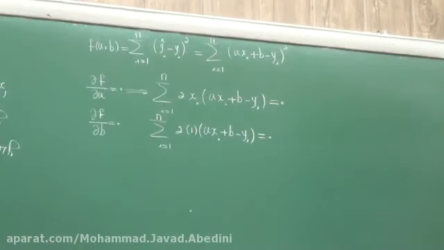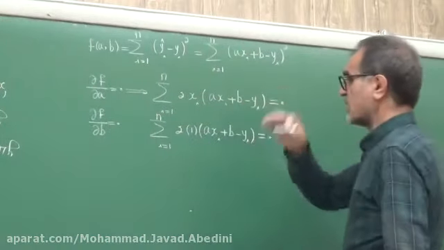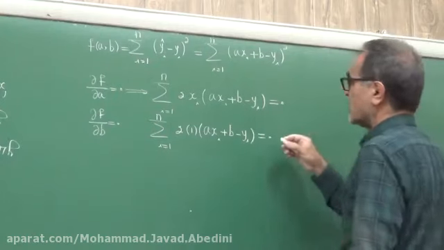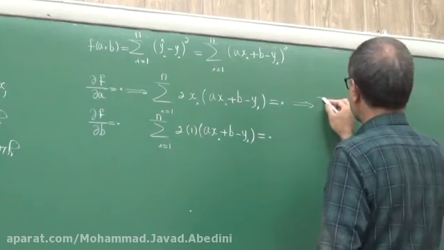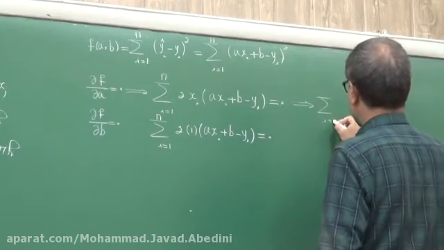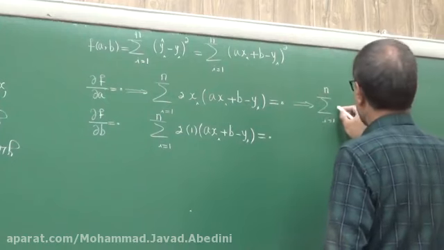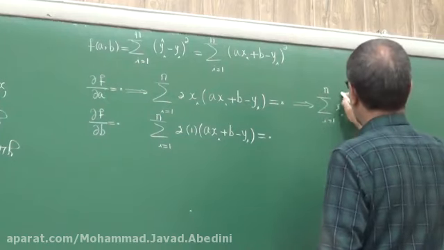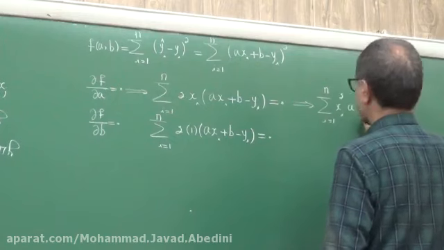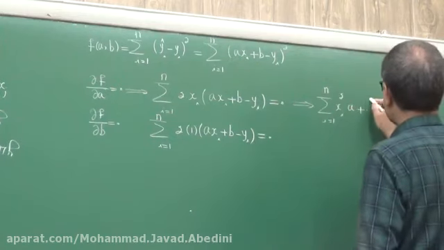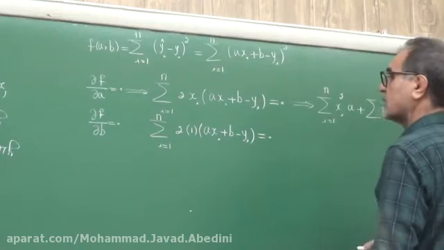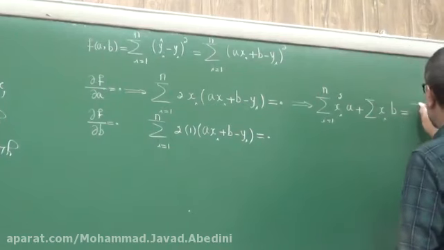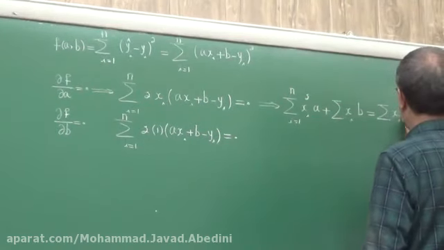Two equations with two unknowns. You can simplify, these two cannot be 0, it will cancel out, and then you could write this as summation, i from 1 to n, xi to the power of 2 times a plus summation xi times b equal to summation xi y.